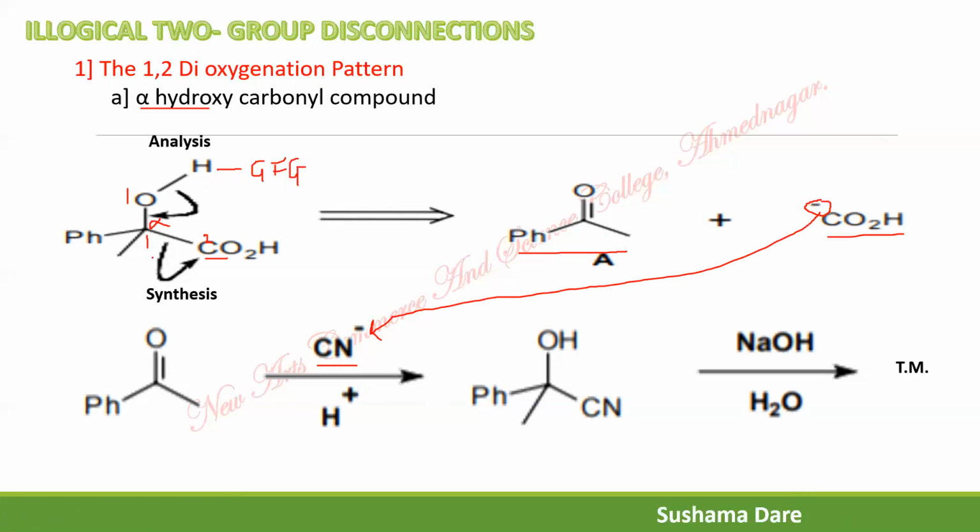So this is a simple hydrocyanation reaction, that is, addition of hydrogen cyanide across the carbonyl carbon giving a cyanohydrin adduct. So this is a cyanohydrin adduct. Now you don't want the cyano group. Instead of the cyano group, you want a COH group. So you go for hydrolysis in basic condition. Hydrolysis of the cyano group converts it into a COH group, which generates the target molecule.